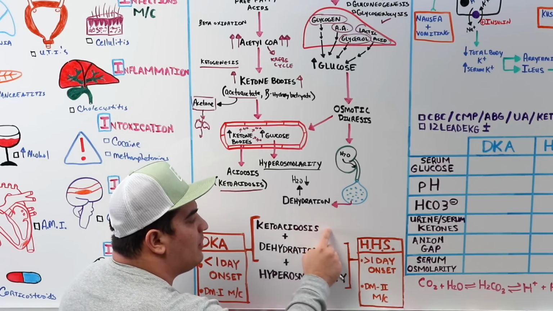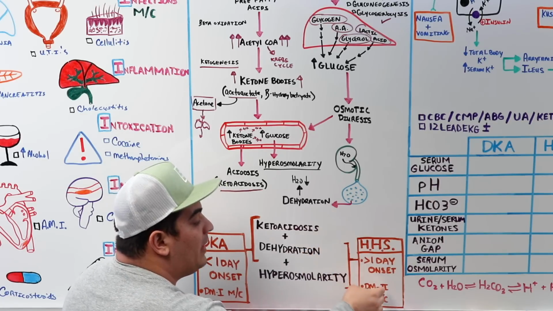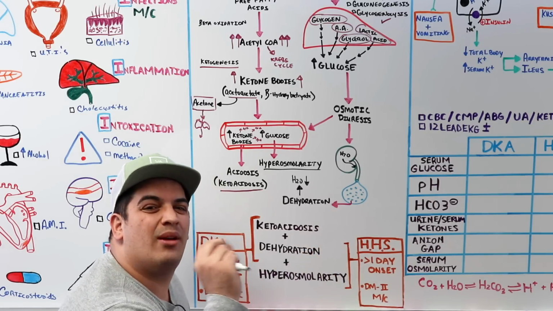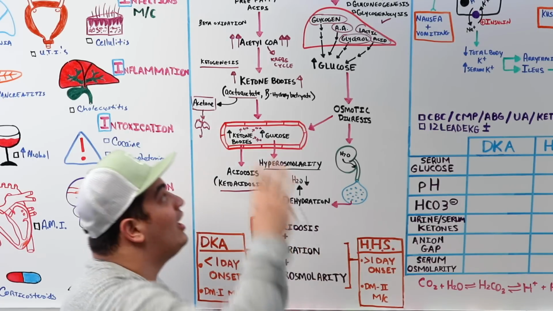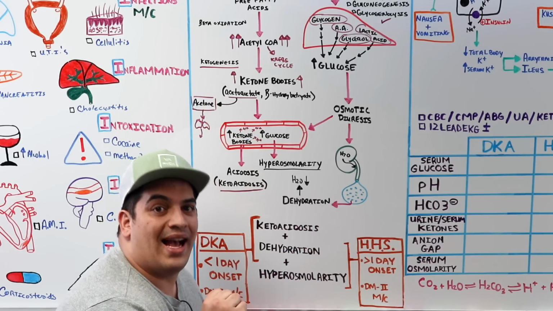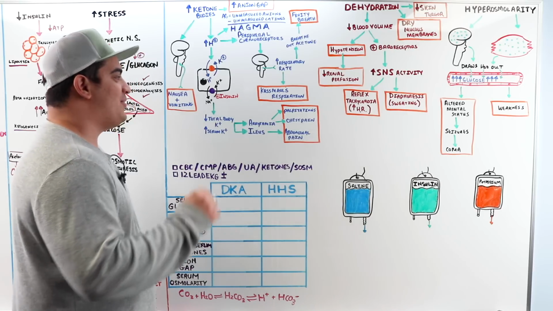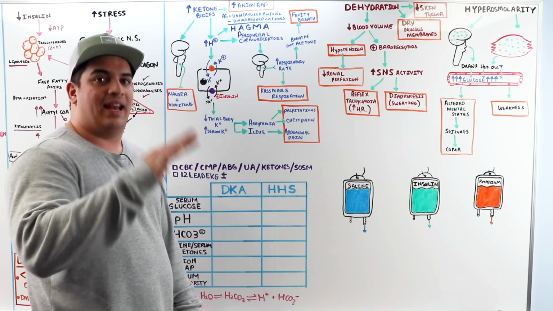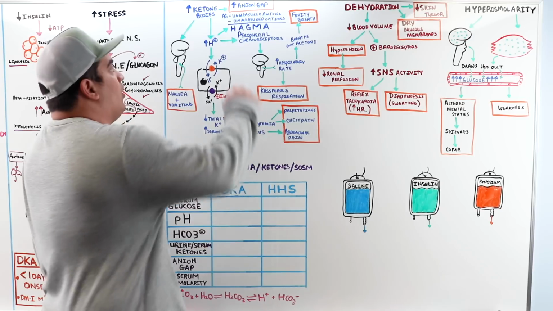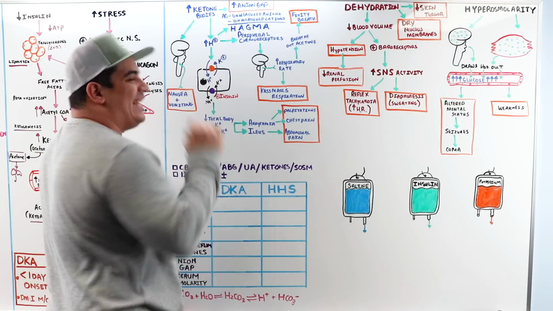Why do they not have as much of the ketoacidosis? Because in type 2 diabetics, you still can produce a little bit of insulin. So if you can produce a little bit of insulin, there's not going to be as much ketoacidosis. All right, so now that we understand the three big things that happen with DKA and HHS, the first thing let's focus on is these ketone bodies.